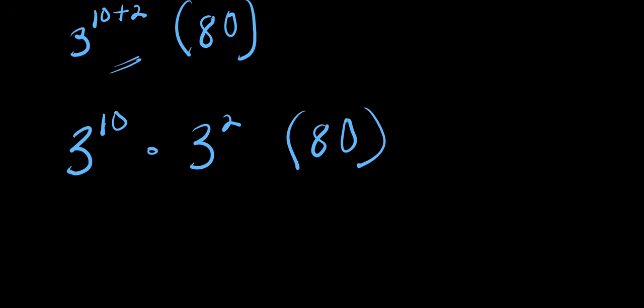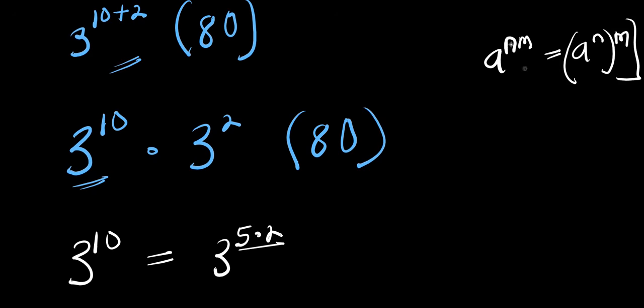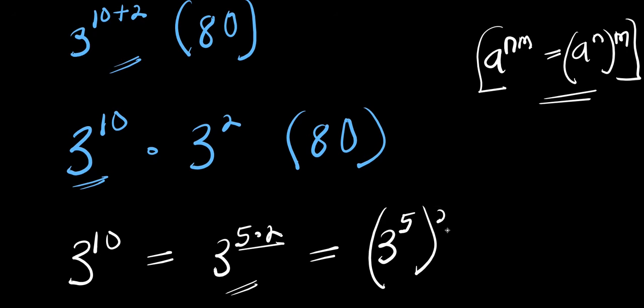So from here, we need to find the value of 3 to the power of 10. Now 3 to the power of 10, we can simply express as 3 to the power of 5 times 2, because 5 times 2 is 10. Now, let's go back to this identity. If you have a to the power of n times m, it equals a to the power of n, raised to the power of m. So we apply it here. We have 3 to the power of 5 raised to the power of 2.